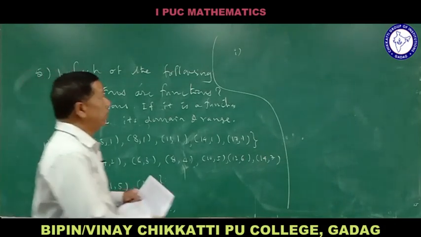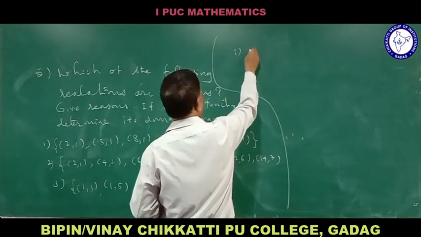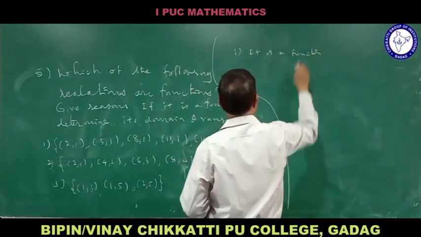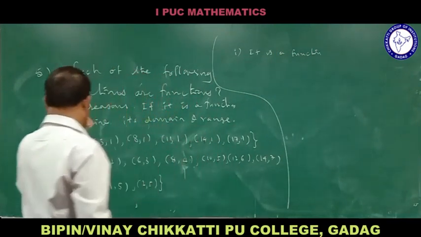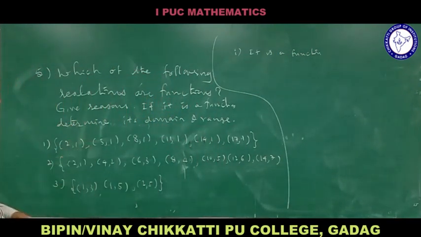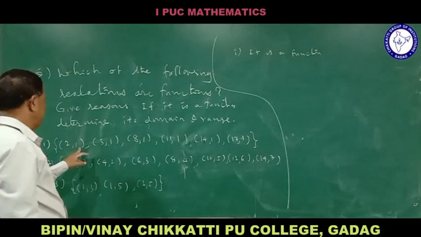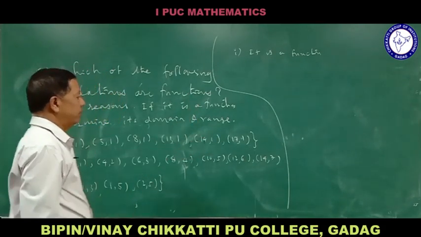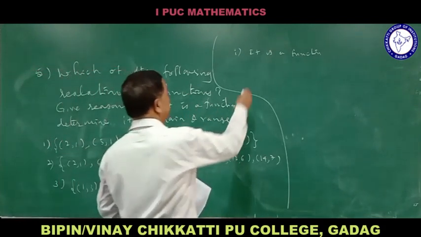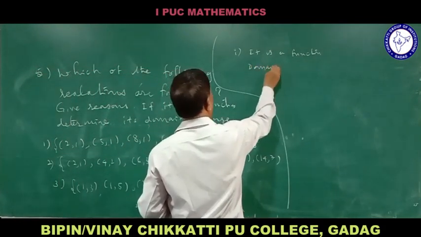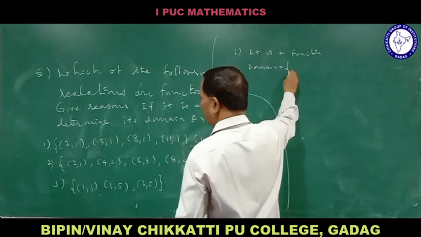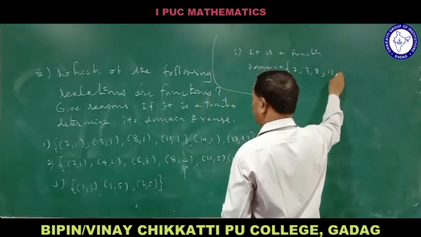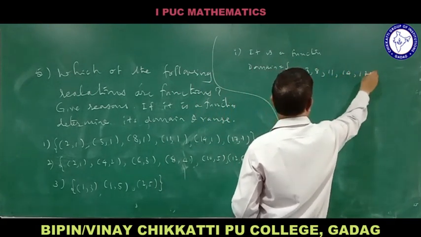Domain means, here you see, yes, it is a function. Why is it a function? You have to say that each element of the domain is associated with a unique element. Only one element. So what is the domain here? In the first case, domain is equal to the first elements: 2, 3, 8, 11, 14, 17.